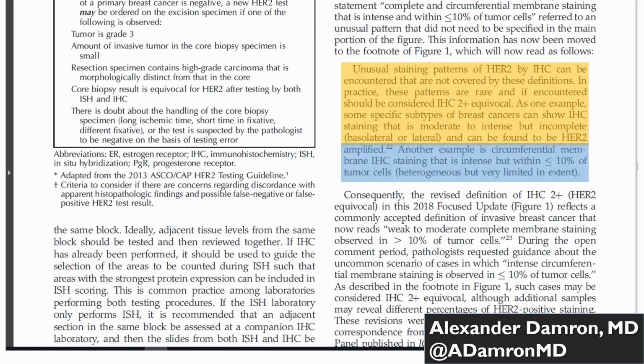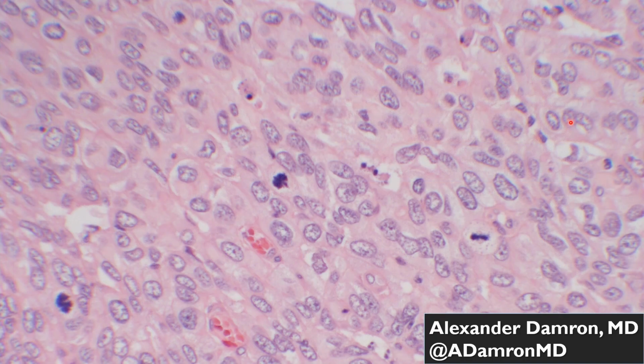And another example that I want to talk about is cases that, again, don't fit that nice algorithm. It's got super strong membranous staining, but in less than 10%. Right? What do we do with that? How do you relay that to the clinicians? And what they say here is, another example, again, that should be considered equivocal are cases of strong circumferential staining, but less than 10% of the tumor cells. So let me show you a case I had. And again, this is a nasty looking tumor. It's got like a neuroendocrine type morphology to it, highly mitotically active, solid tumor in the breast.